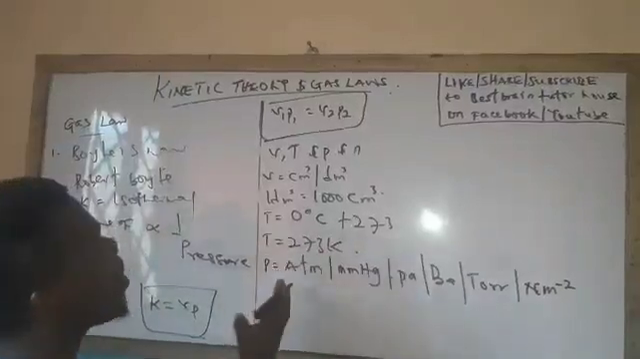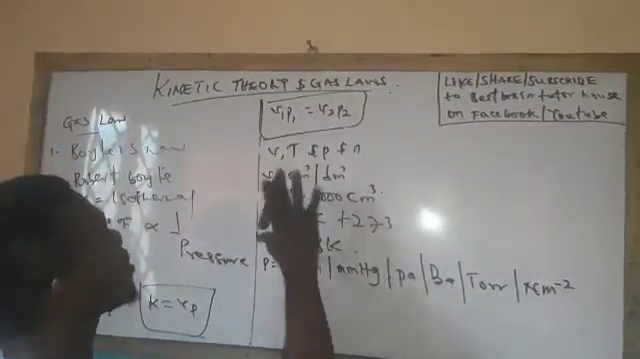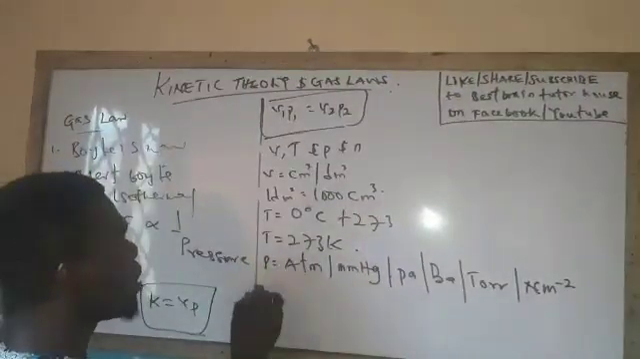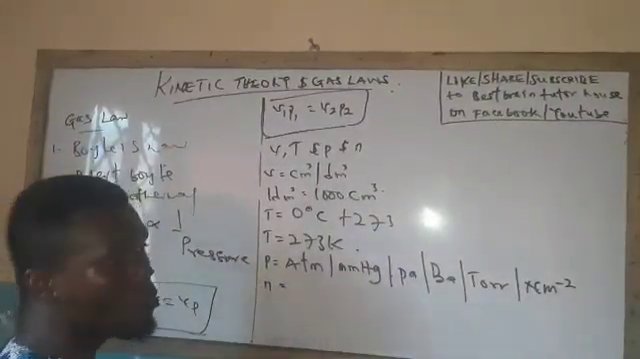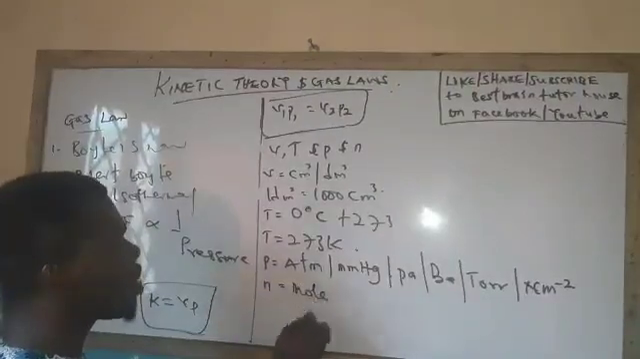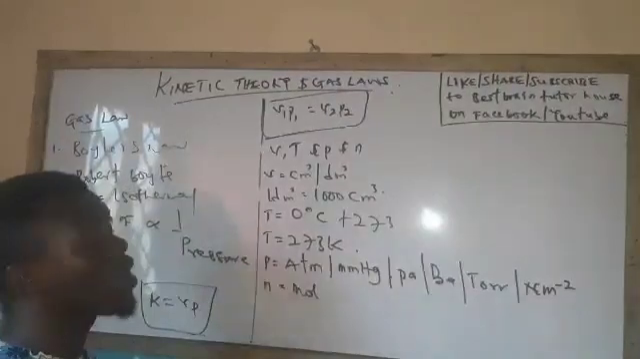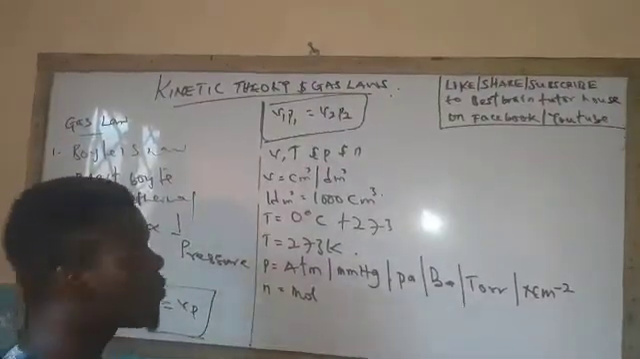These are the standard units that describe temperature, pressure and volume. Then n, which is the number of moles, is expressed in mole. The standard unit of mole is known as mol, that's for mole.